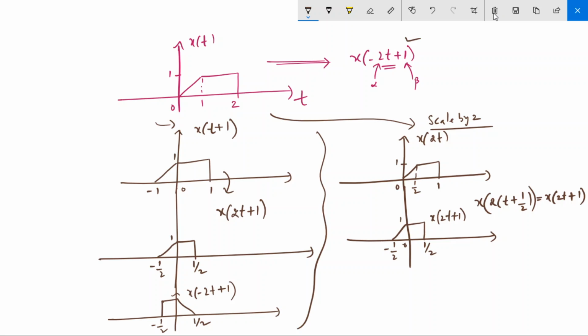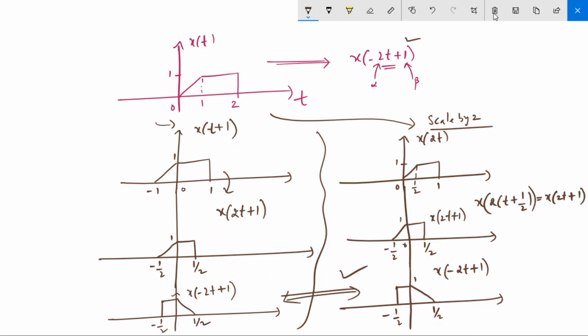Okay, so this is x of 2t plus 1. So after scaling and shifting, then you fold it. What the folding will do, it will change your t to minus t, it will become x of minus 2t plus 1, and the signal will be folded like this. It is now from minus 1 by 2 to 1 by 2. So both the signals, they are the same. Output is the same.